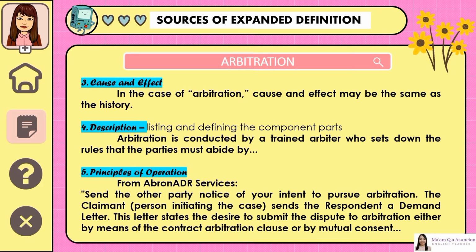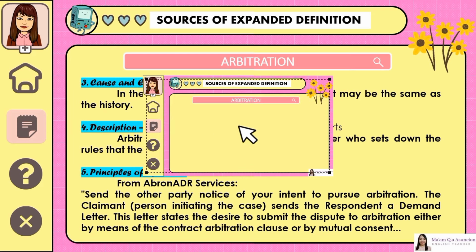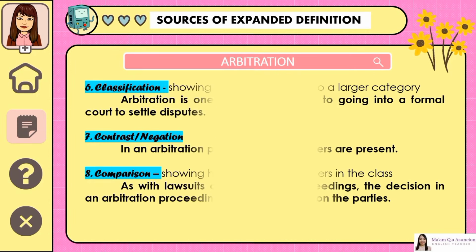From Abron ADR Services: Send the other party notice of your intent to pursue arbitration. The claimant, the person initiating the case, sends the respondent a demand letter. This letter states the desire to submit the dispute to arbitration either by means of the contract arbitration clause or by mutual consent. Number 6.